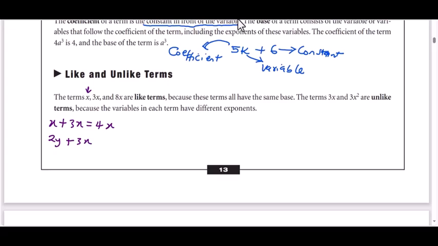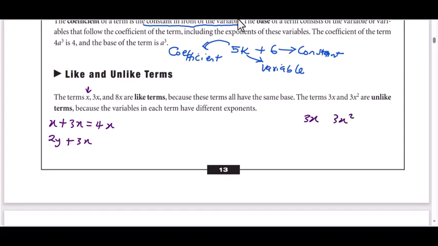The terms x, 3x and 8x are like terms because these terms all have the same base. The terms 3x and 3x squared are unlike terms because the variables in the terms have different exponents. You can see that here, because the exponents, that is the power, are different. This one has 3x and this other one has 3x squared.